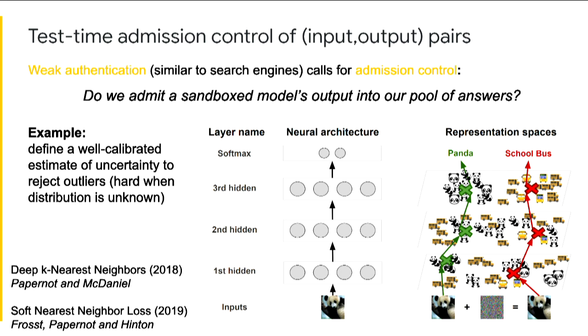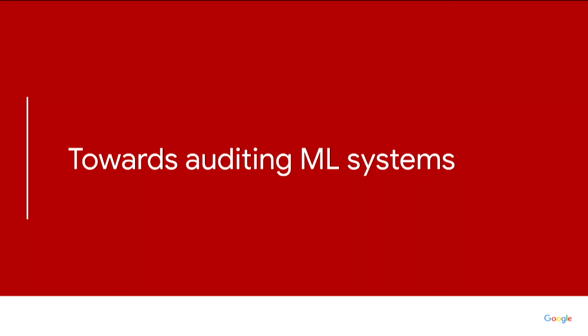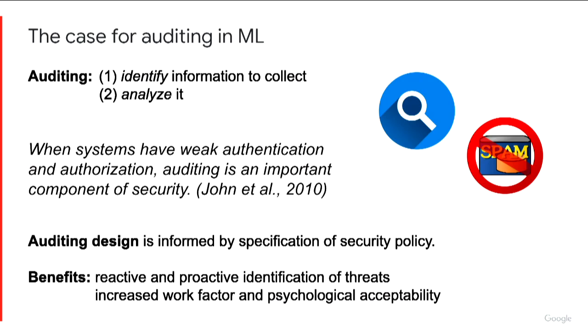Okay. So this concludes this part of the presentation, and if I still have a few minutes, a very few minutes, the last thing I want to argue is that in cases where model assurance fails, it will also be very useful to have auditing. So very quickly, what I mean by auditing is that we need to figure out first what information we should collect and how to analyze it. And this will be helpful to basically identify threats reactively, but also proactively. And it will also increase the psychological acceptability of security mechanisms that we put together.